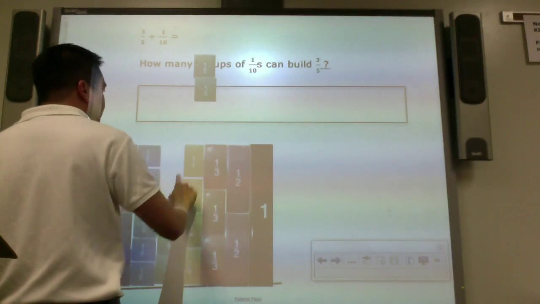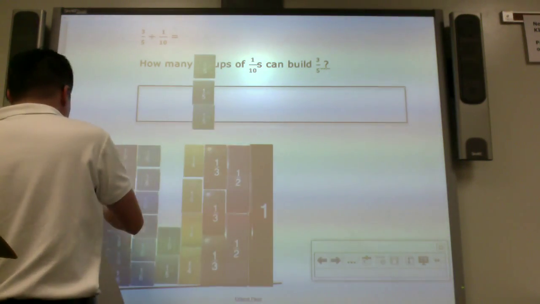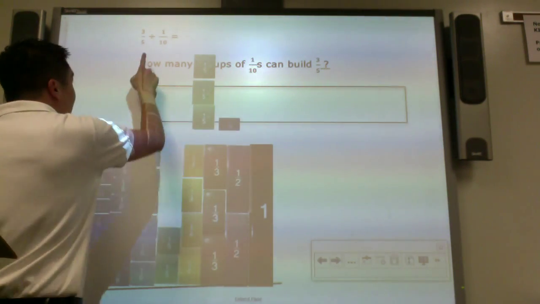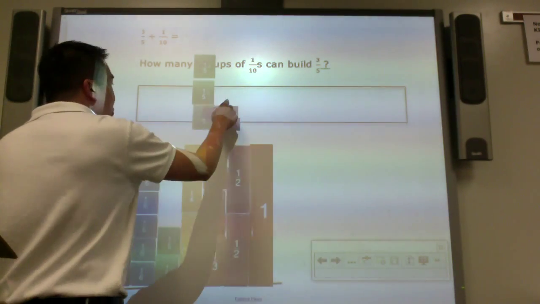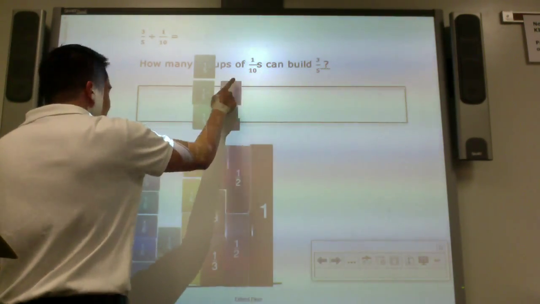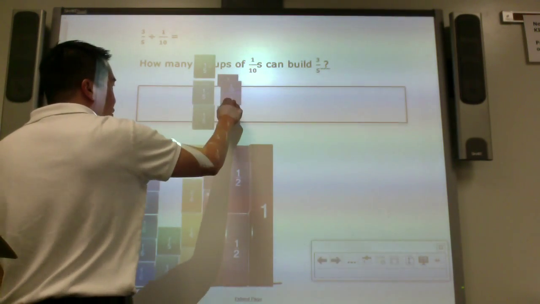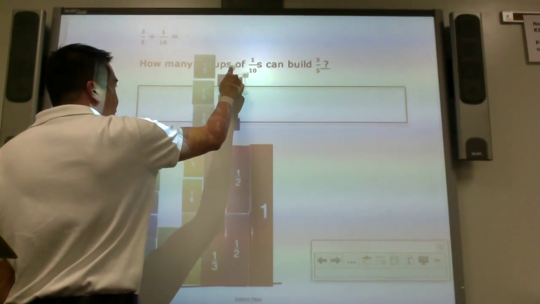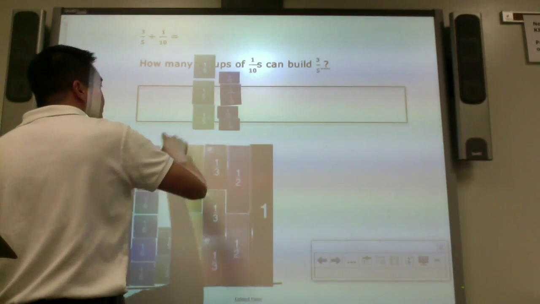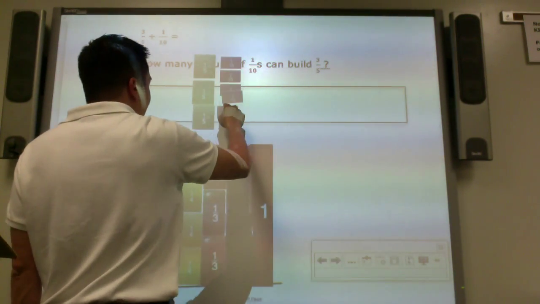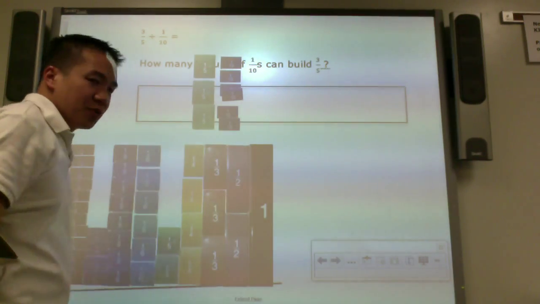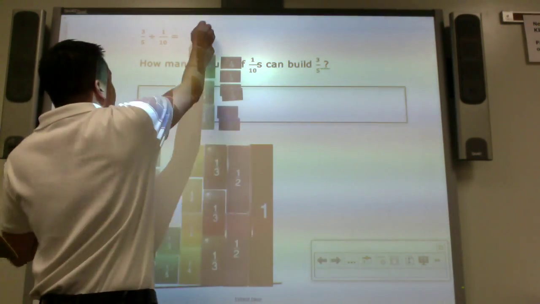Next one. I have 3/5. 1/5, 2/5, 3/5. And I have 1/10. I would divide it into tenths. How many tenths go into 3/5? How many groups of 1/10 go in there? 1/5, 2/5, 3/5, 4/5, 5/5. 6/10, as you can tell. So how many groups of tenths? 6 groups of it.